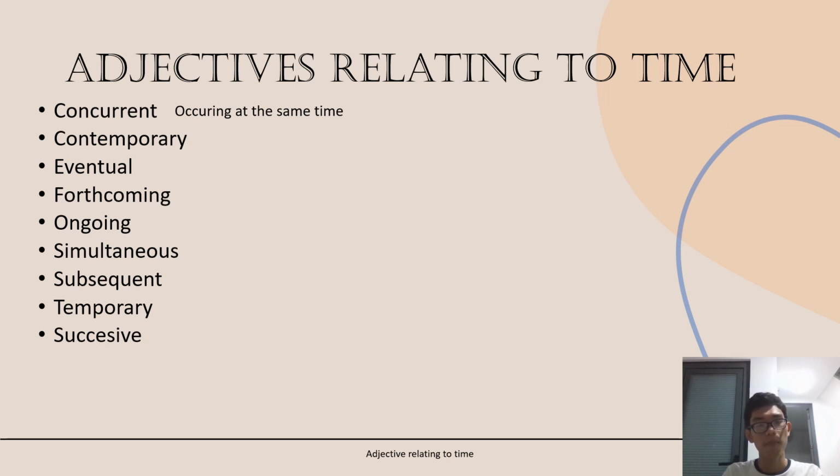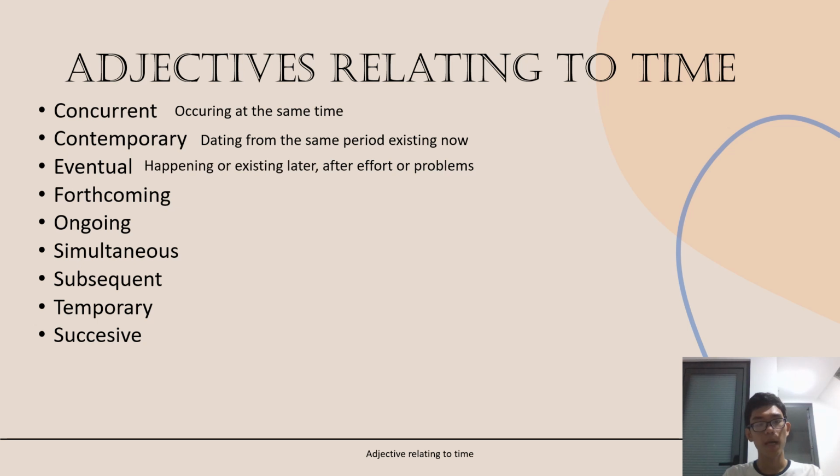Next one is contemporary. Contemporary means dating from the same period, existing now. For example, the amphitheater is roughly contemporary with the Colosseum in Rome. Eventual means something is happening or occurring later, after effort or problems. For example, the eventual design of the car was a great improvement on the one the Lamborghini originally considered.